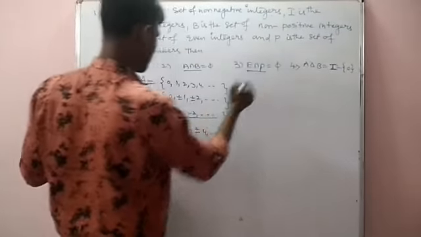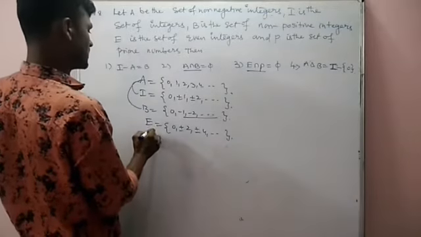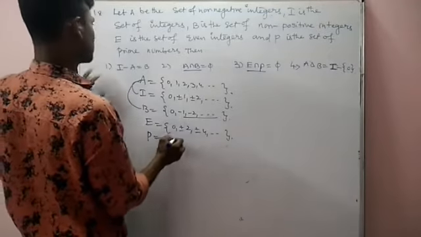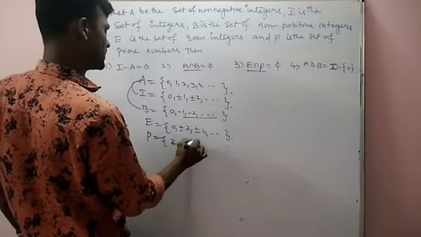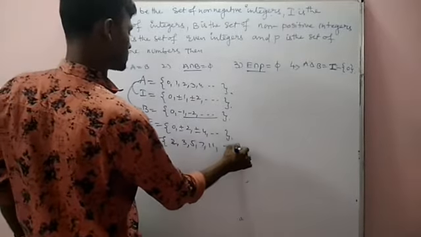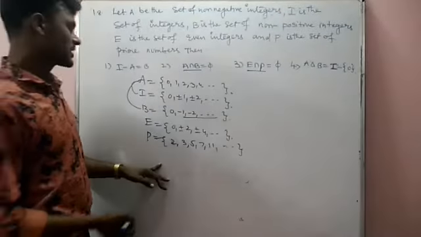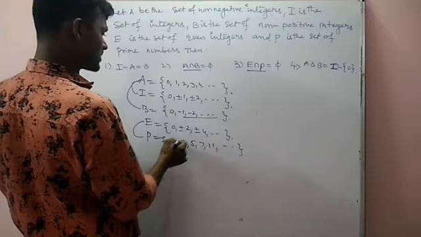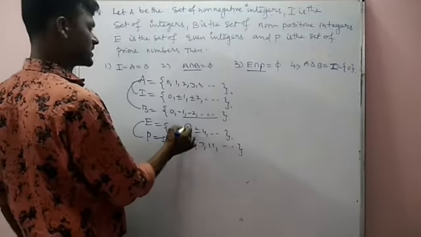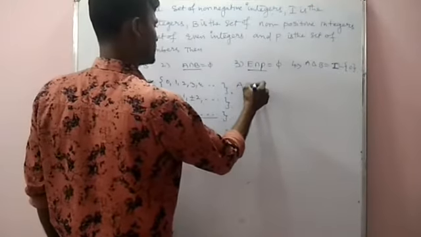Next, E intersection P. One more set is P, the set of prime numbers: 2, 3, 5, 7, 11, and so on, 13, 17, 19, 23, etc. Then the intersection of E and P is not empty, so it is also not possible, right? Because 2 is here and this is common. Now we have to take A delta B.